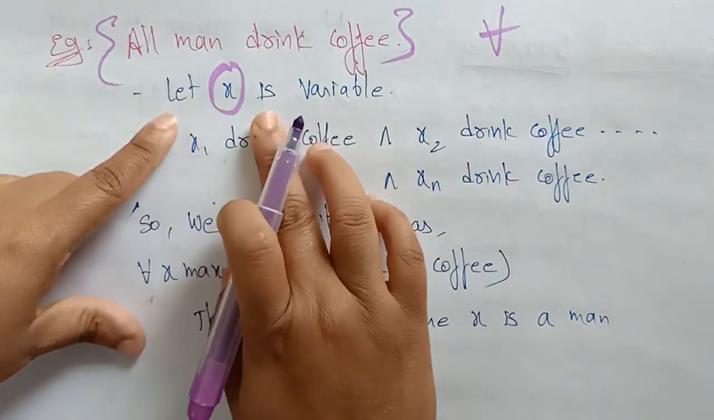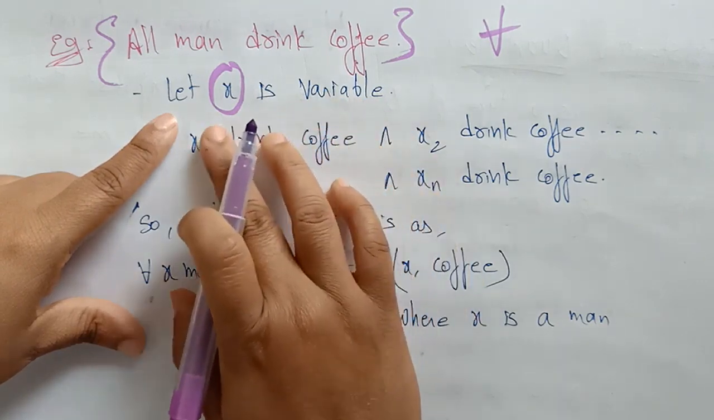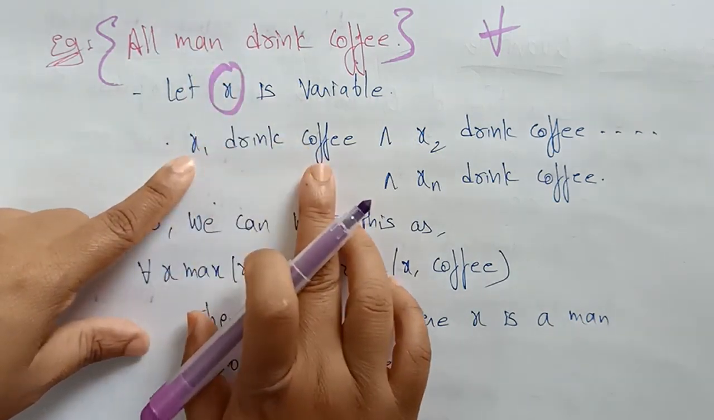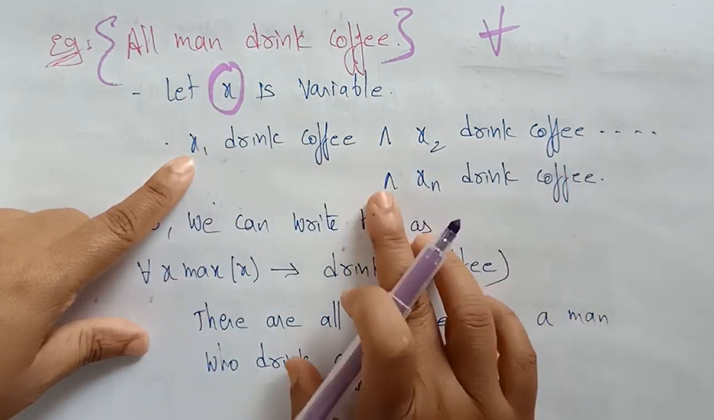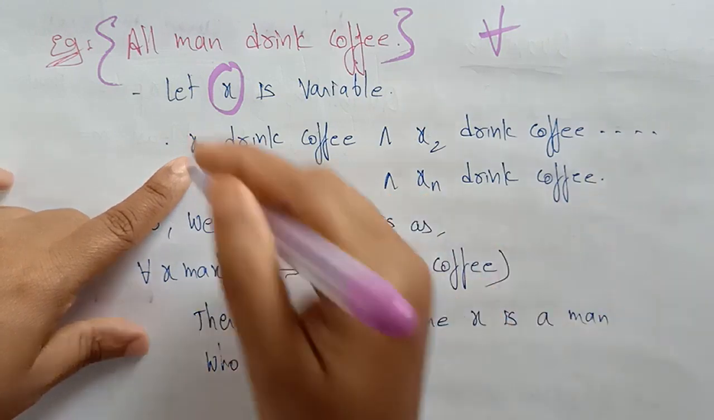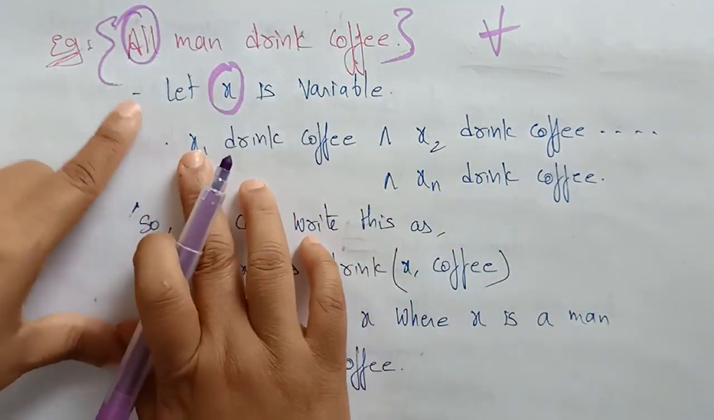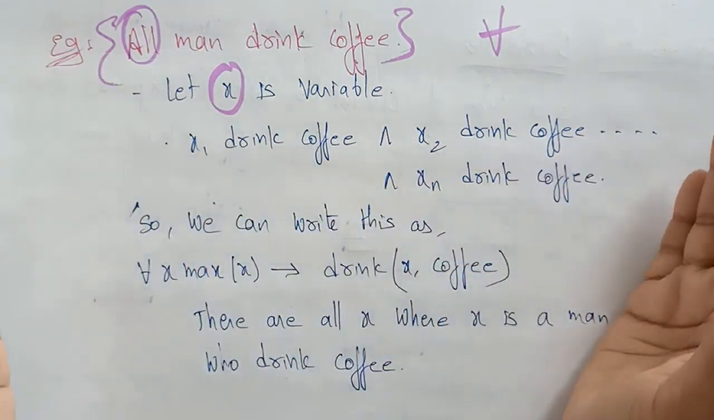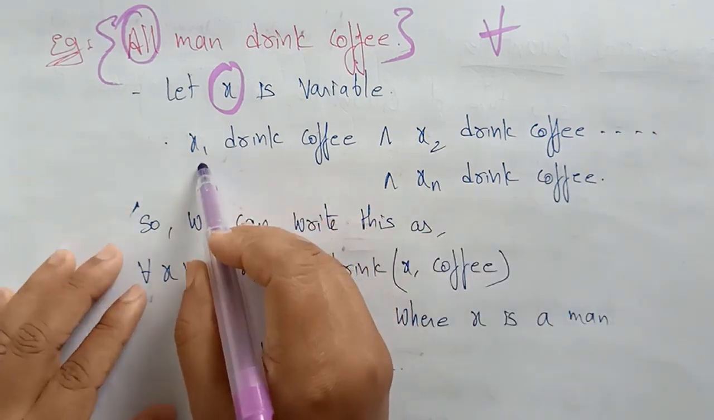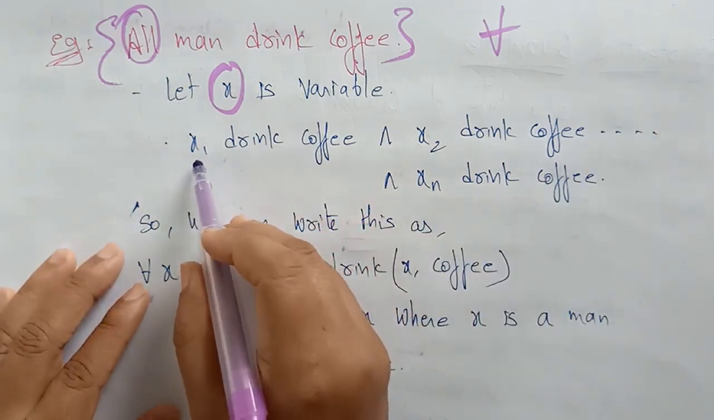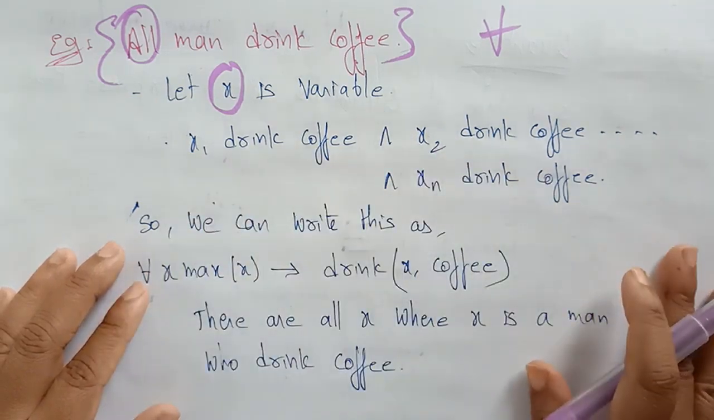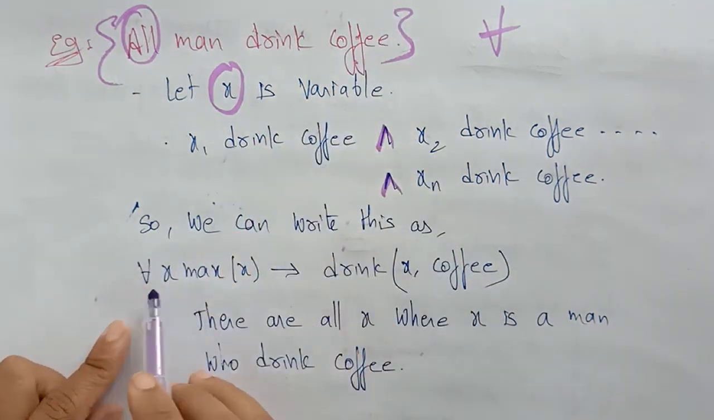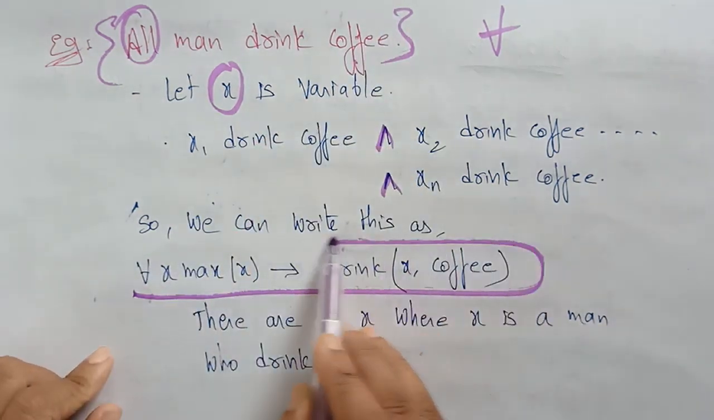So let's take a man. All men are drinking coffee. So x is a variable. x1 drinks coffee and x2 drinks coffee and xn drinks coffee. Because I mentioned all, it means everyone within that range, x1, x2, up to xn, and that x here is nothing but the man. Man x1, man x2, man x3, everyone is drinking coffee, and you have to represent it with an and symbol.